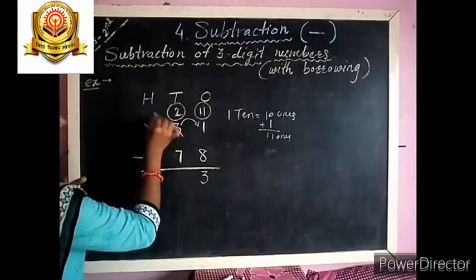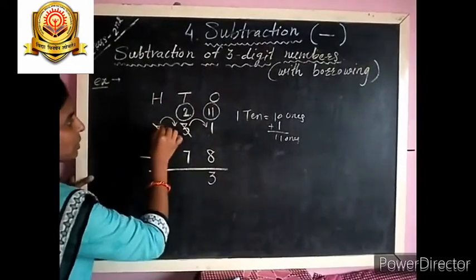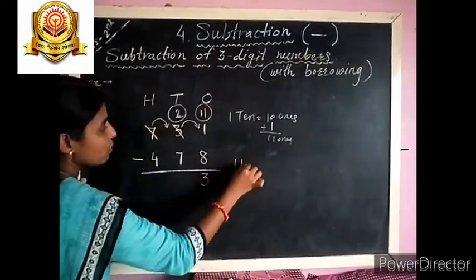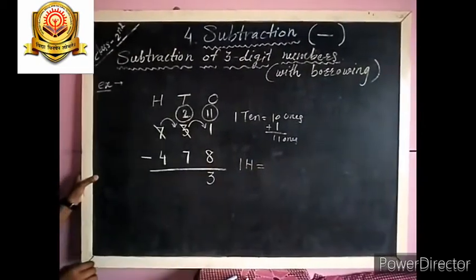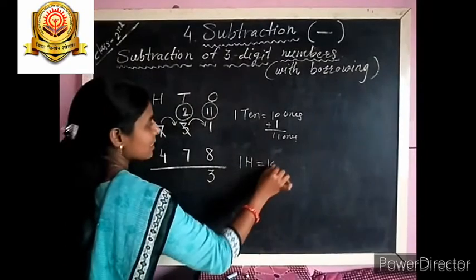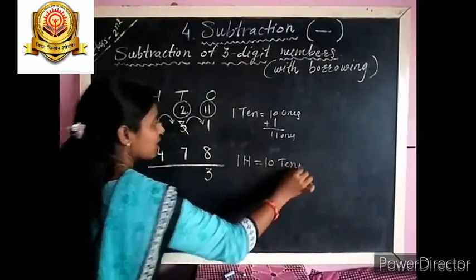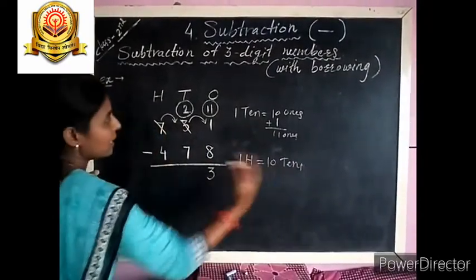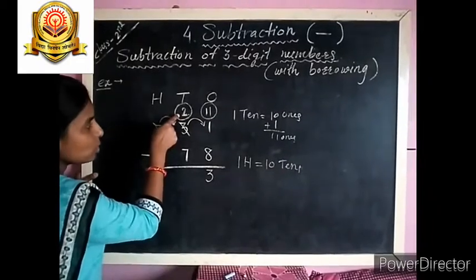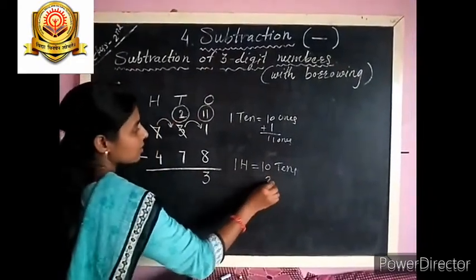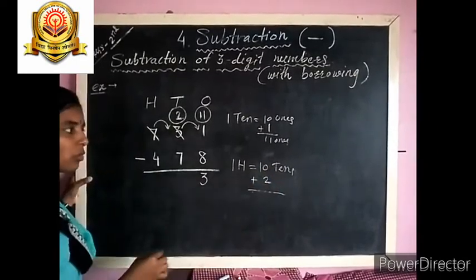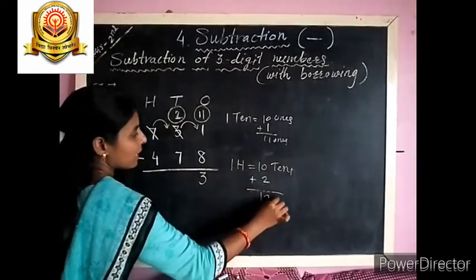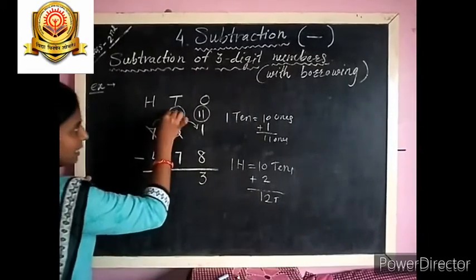Here we take one borrow from the hundreds place, means 100. We take 100 and we know that 100 means 10 tens. This 100 means 10 tens and these 2 tens. So 10 plus 2, 12 tens. So write here 12.